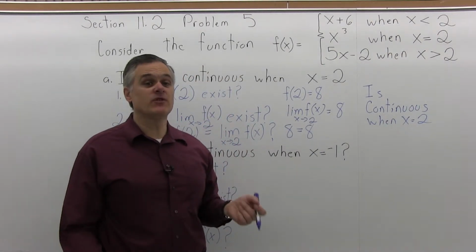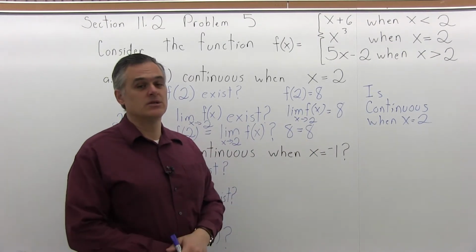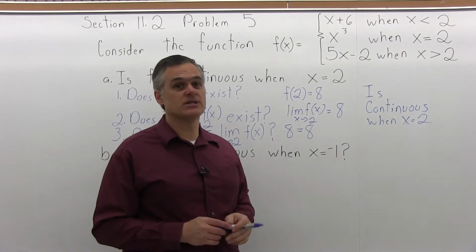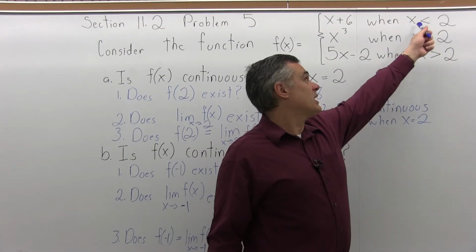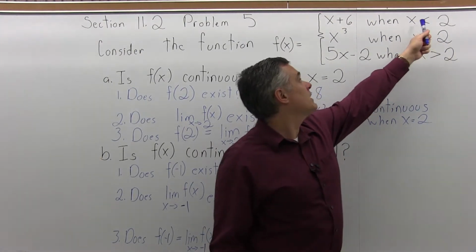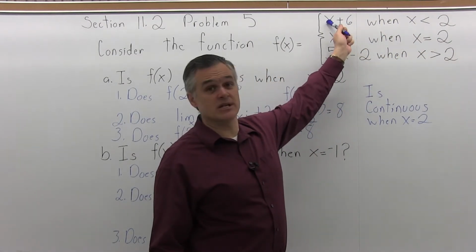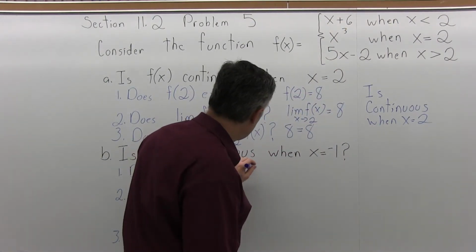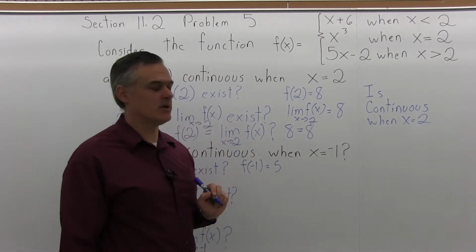Now, part B, same function. Is it continuous now when x is -1? So same 3 questions. Does f of -1 exist? Can I use -1 as an input and find an output? And I can, actually. So for -1, I really only need the top branch. -1 is smaller than 2. So if I put in a -1, x plus 6 would become -1 plus 6, which is 5, positive 5. So f of -1 is 5. I can put in a -1 and find an output.